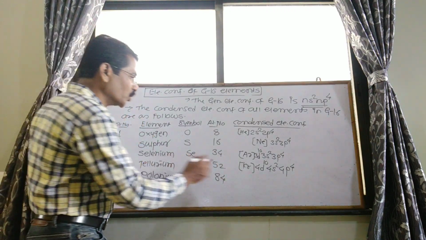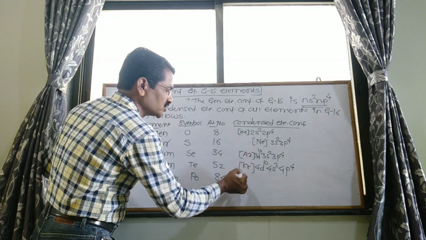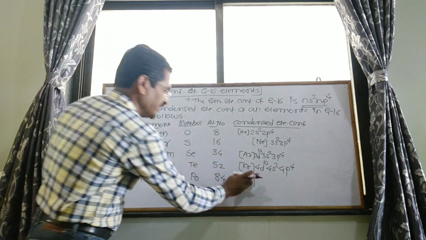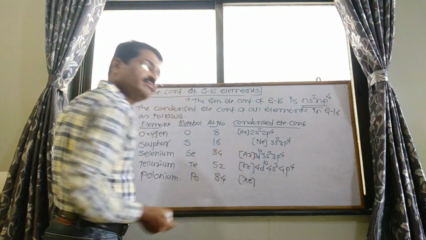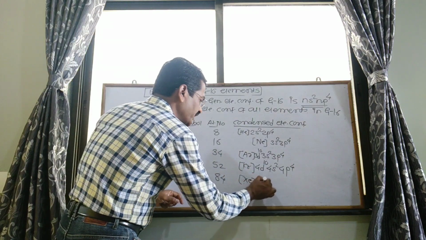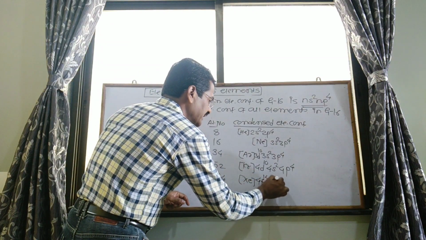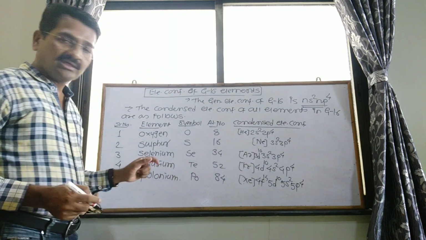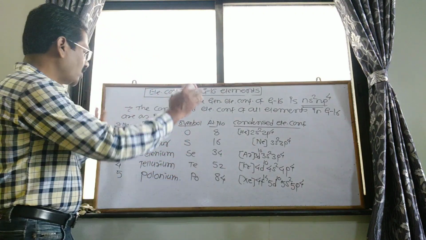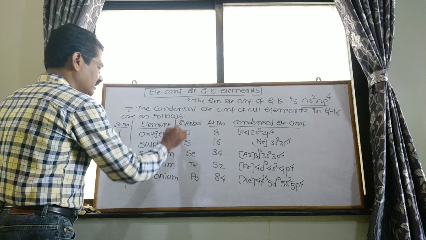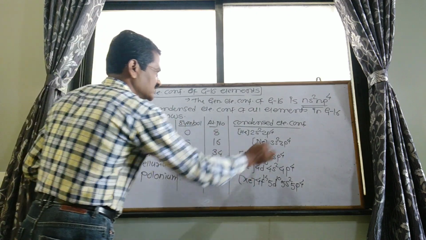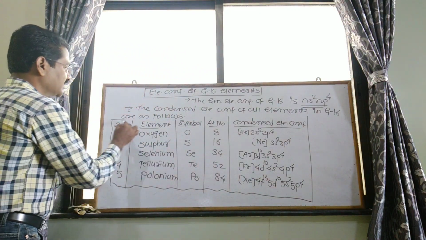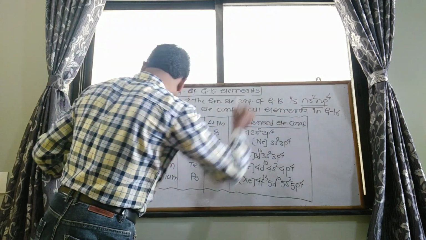And last, polonium, having helium, neon, argon, krypton, xenon. Here we can take xenon. Then 4f14, then 5d10, 6s2, 6p4. This is the condensed electronic configuration of all elements placed in G16, that is called chalcogens or oxygen family elements.